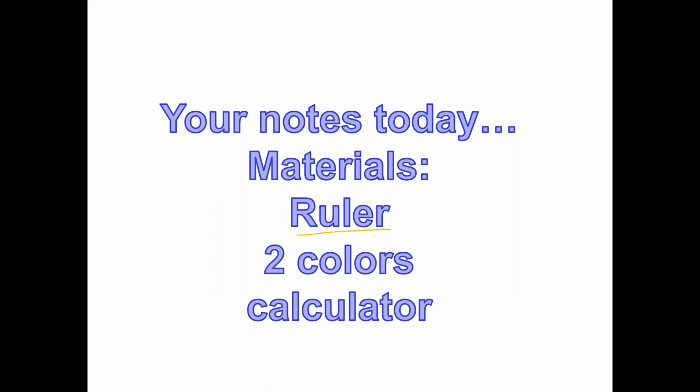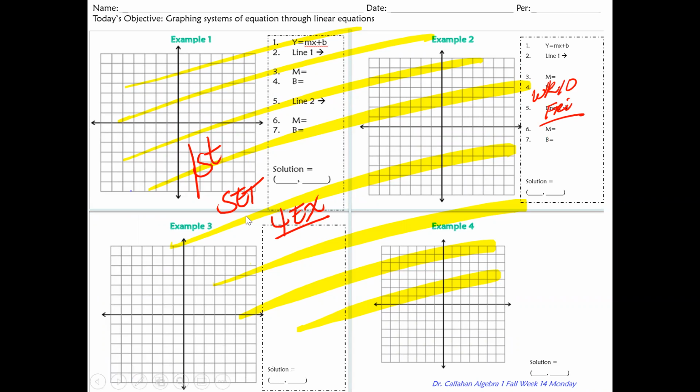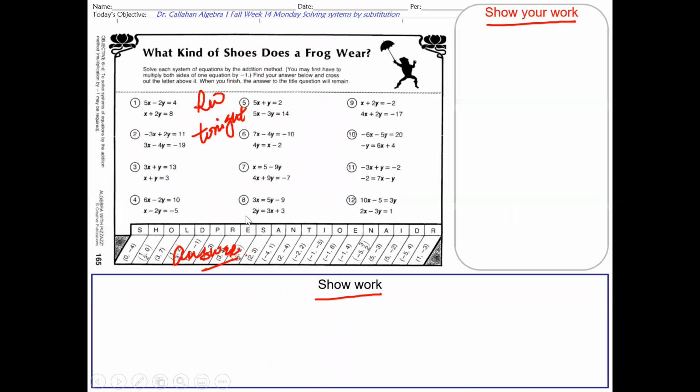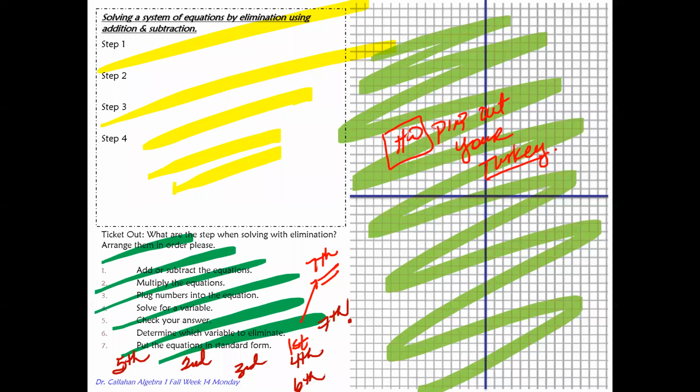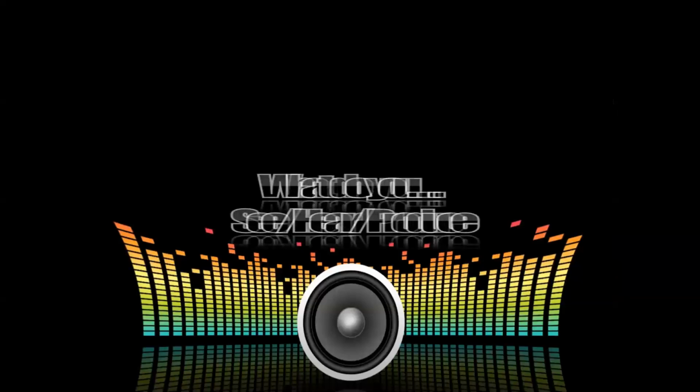So today you're going to need a ruler, 2 colors, and a calculator. This is your page. It is going to be on week 10 Friday. I know you're like, what, week 10 Friday? It's because of the holiday that we had on Friday. So just go to week 10 Friday. And it looks like this. And this is going to be your page 2 and page 3. So 3 pages today.